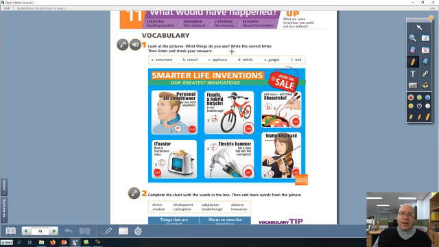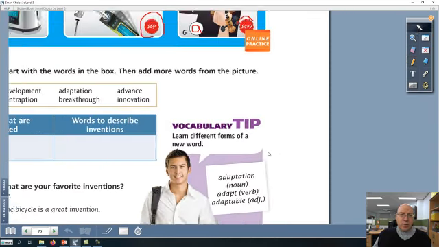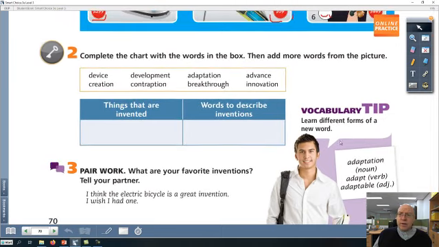Okay, all right, so those are 6 words that we might use to describe inventions or discoveries, or as you can see here, ways to innovate certain things that we've been using for a long time. Okay, so let's jump down here and get some more words under our belts. Here we have more words. Complete the chart with the words in the box. Okay, so we have device, creation, development, contraption.